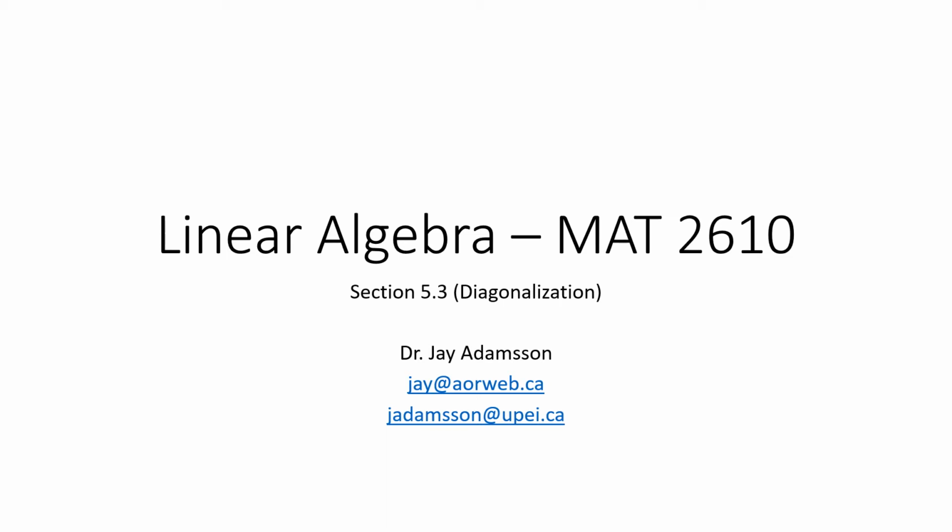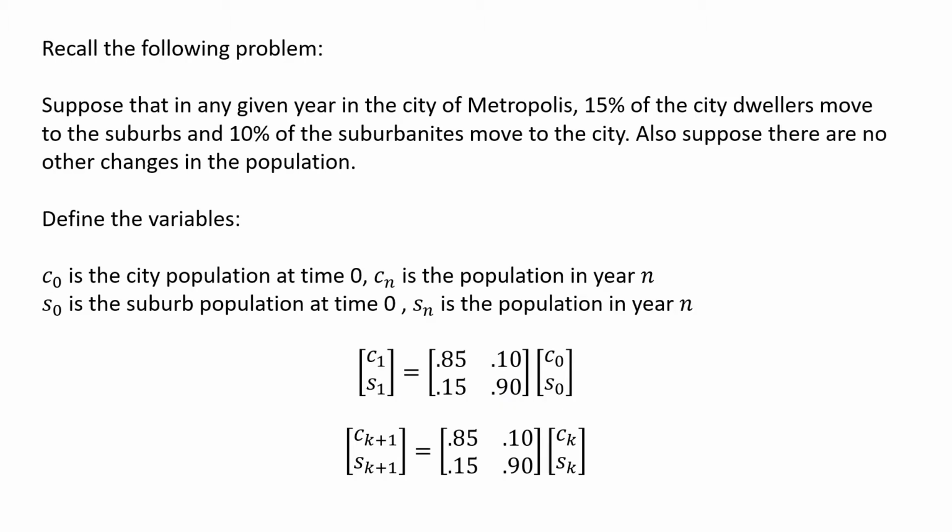This lecture is looking at section 5.3 from the book on diagonalization. So here we're going to take a couple of concepts that we've seen in the last couple of lectures, eigenvalues and eigenvectors, as well as similar matrices, and look at how these can work together and make problems easier to solve. And then we'll look at some theory behind it.